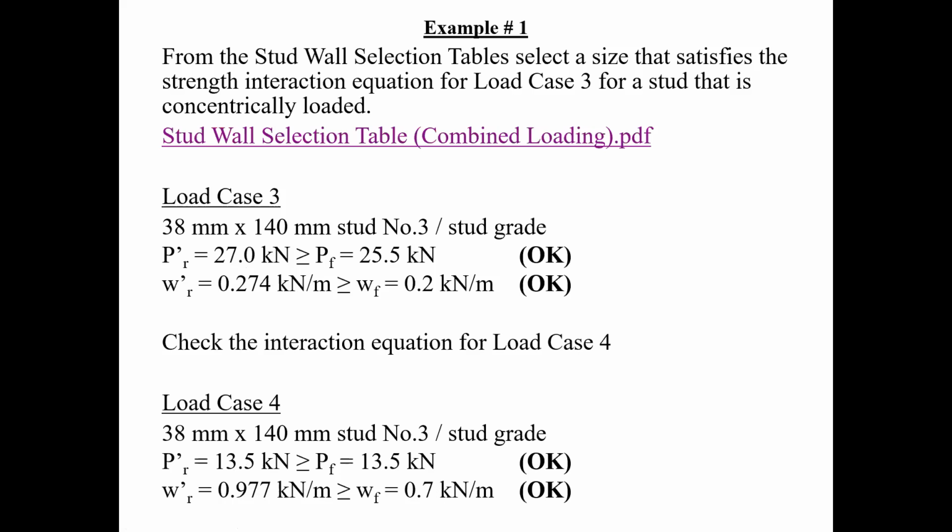So that means that since the PR and the WR for case 3 and the PR and the WR for case number 4 are both satisfied, then this stud would be strong enough to satisfy the requirements of the load combinations. Is that okay with everybody?